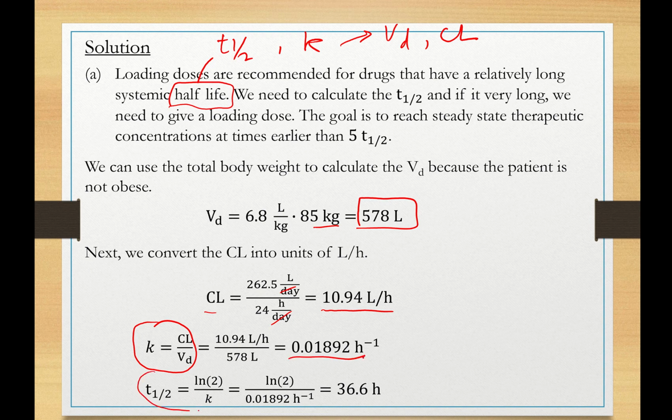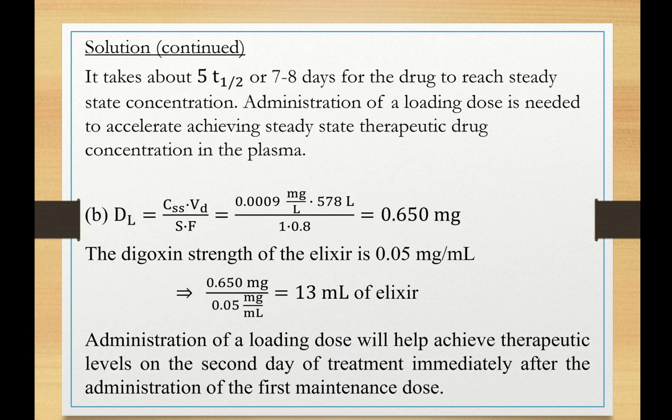And of course, for first order kinetics, ln2 over K is T-half, and I have a T-half of 36.6 hours. Now imagine, if you multiply by 5, that would take more than a week, right? So that would be bigger than 1 week. You cannot wait 1 week to stabilize your patient, to achieve therapeutic levels. That's why we have to give a loading dose.